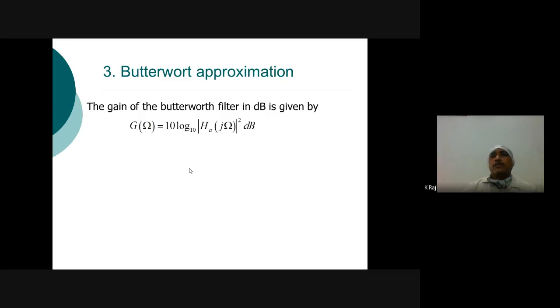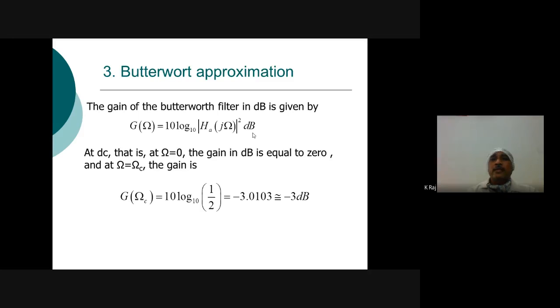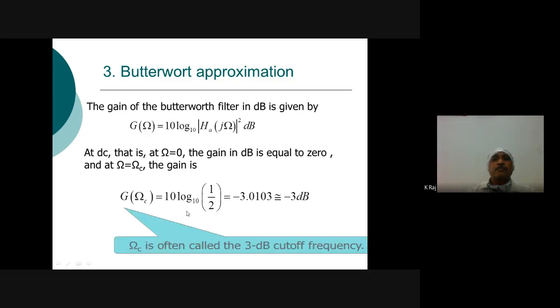The gain of the Butterworth filter in dB can be described by 10 log 10 of the magnitude squared of the gain, that is |H_a(jω)|² in dB. At DC, that is at frequency omega equal to 0, the gain in dB is equal to 0 because the total value of this one will become 1. So this will become 0. And at omega equal to omega c, the gain is described by 10 log 10 of 1 by 2, that is about minus 3 dB attenuation at omega c. Omega c is often called the 3 dB cutoff frequency.